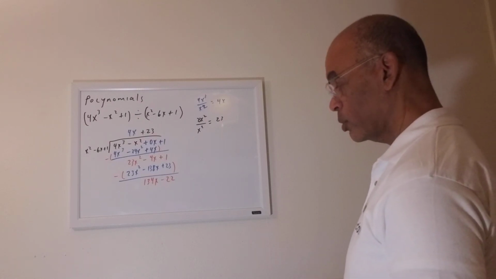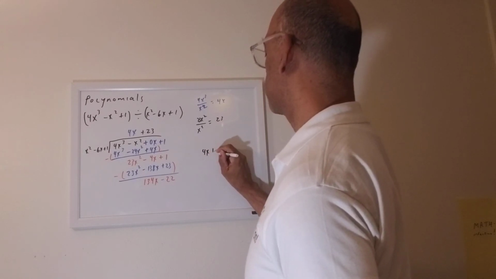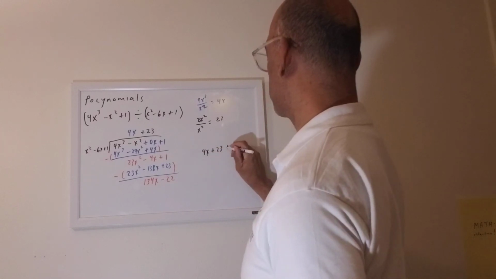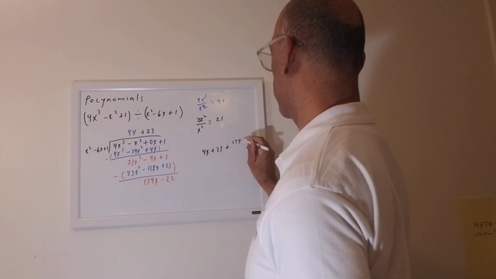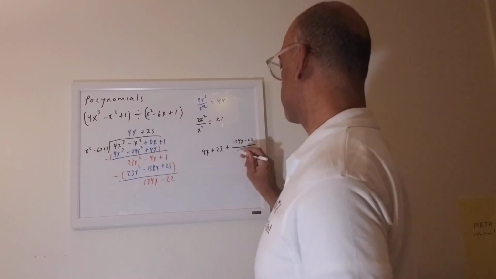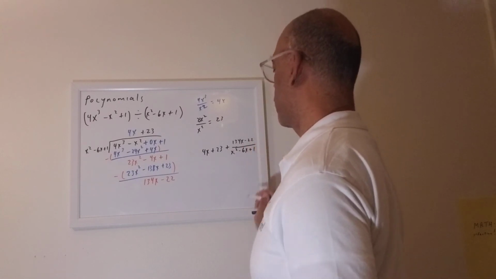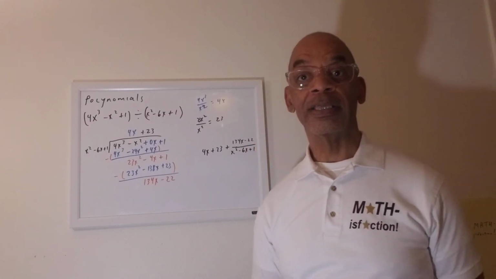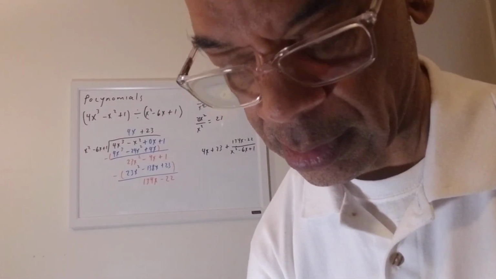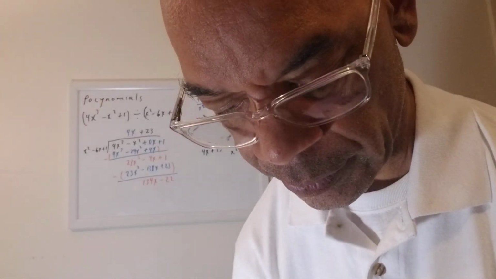Your answer is written as 4x, your quotient, plus 23. This is positive, so plus 134x minus 22 over your divisor, x squared minus 6x plus 1. All right, that was a division problem with a polynomial. Long division. Sorry about the close-up.